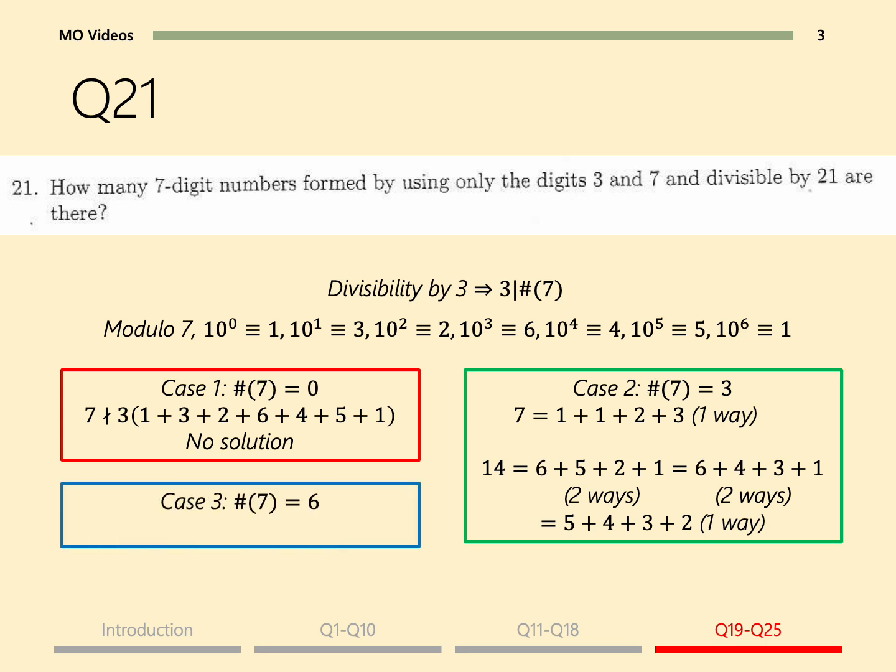And the third case, where the number of 7's is 6 and the number of 3's is 1, we again have no solution because 1, 2, 3, 4, 5, and 6 are all not divisible by 7. In total, there are 6 seven-digit numbers that satisfy the question condition.